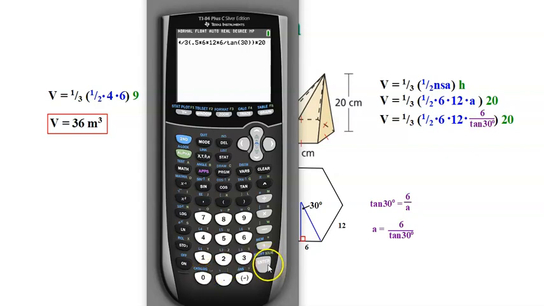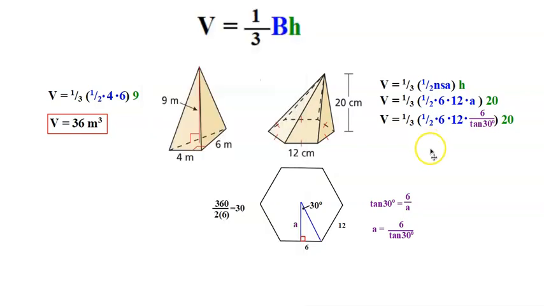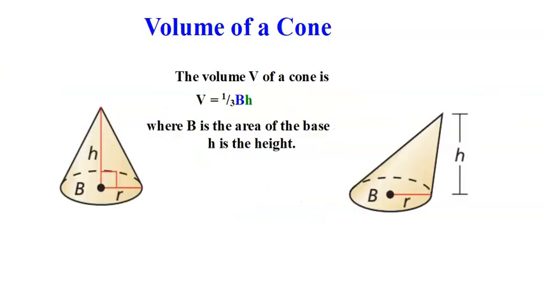All right. And I get an answer of 2494.153, so approximately 2494.15. Okay. All right, so this is a little bit annoying, but that's because it is a regular polygon, not a square or a triangle or something like that. All right. Okay, let's take a look at cones now.